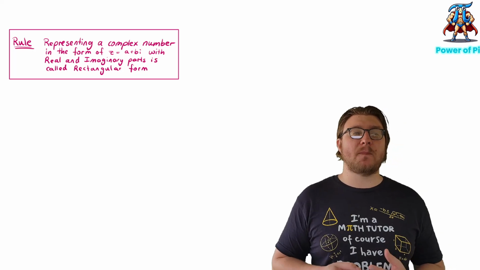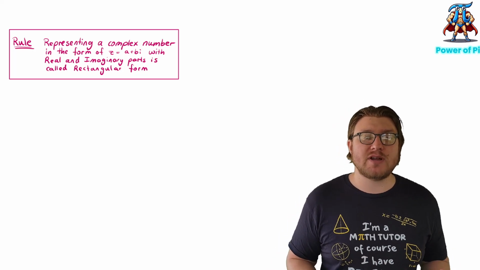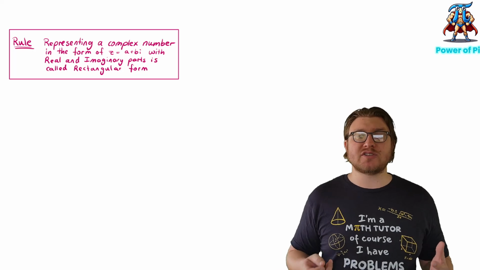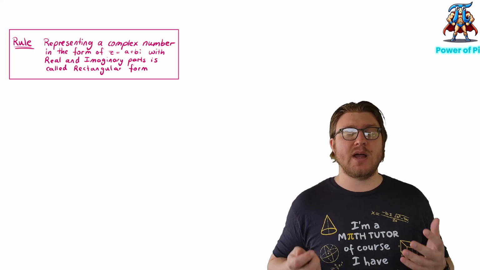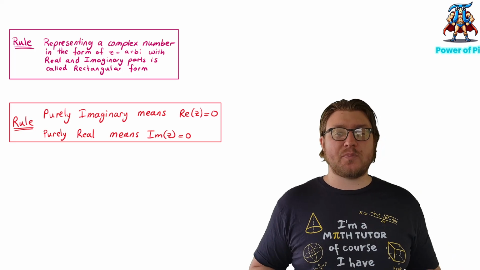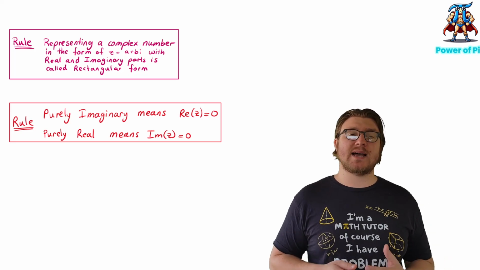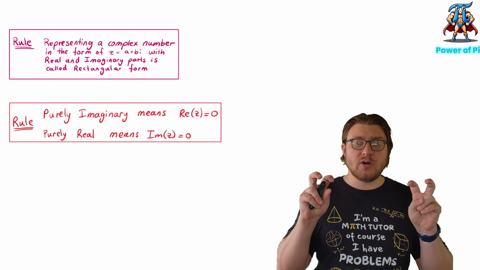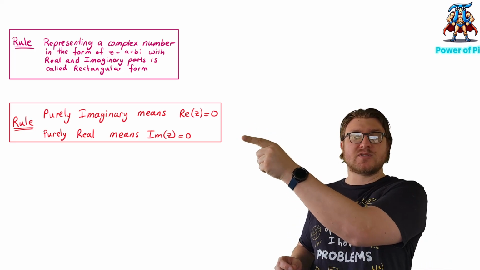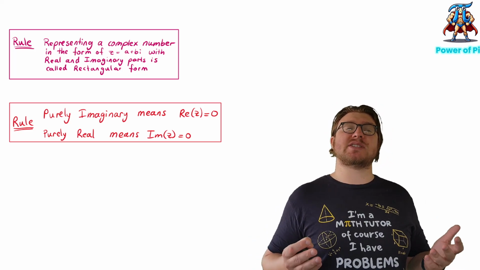Representing a complex number in the form z equals a plus bi, with real and imaginary part, is called the rectangular form. This is one of the 2 standard forms that we use all the time for complex numbers. So there's 2 more things you need to know. Purely imaginary means that our real part is 0. So if our complex number is purely imaginary, only imaginary, then surely the real part must be 0. And also, if it's purely real, that means our imaginary part is 0. So in the end, we just have a real number.